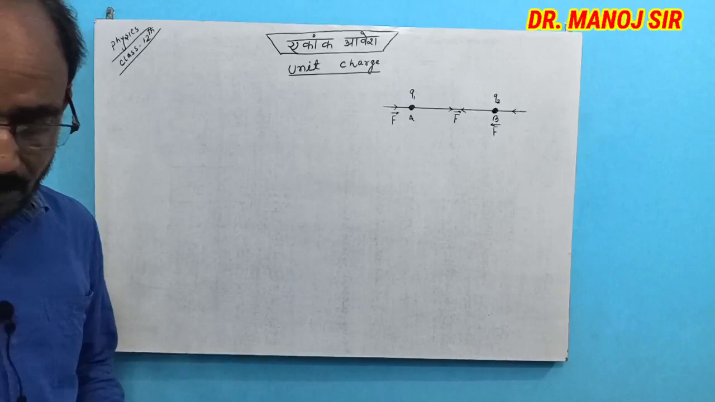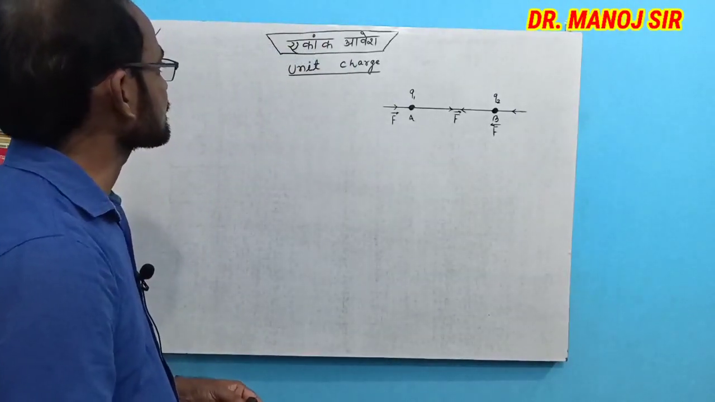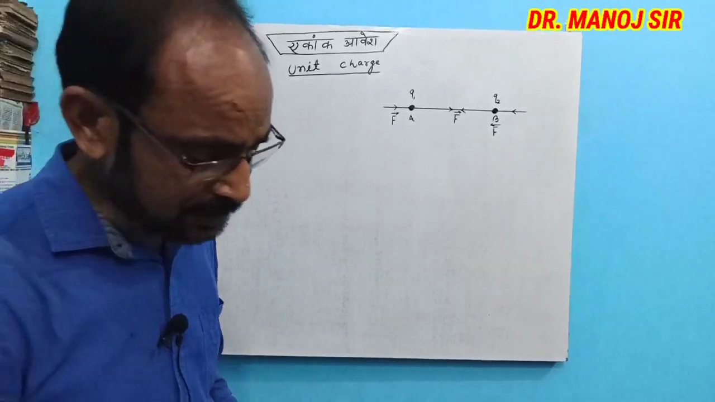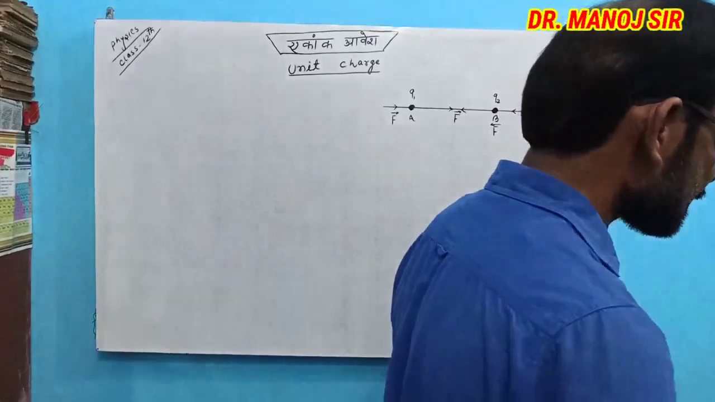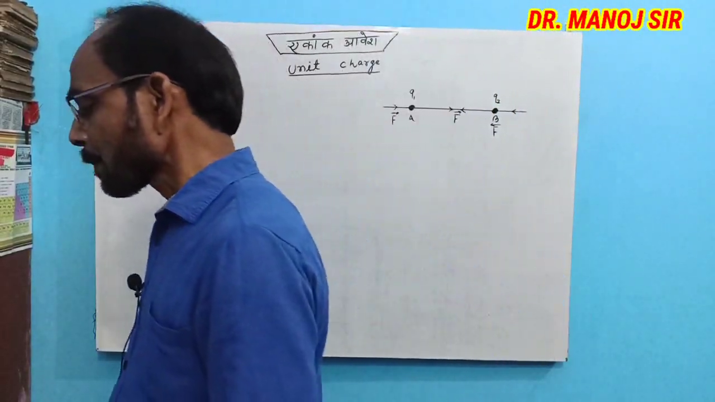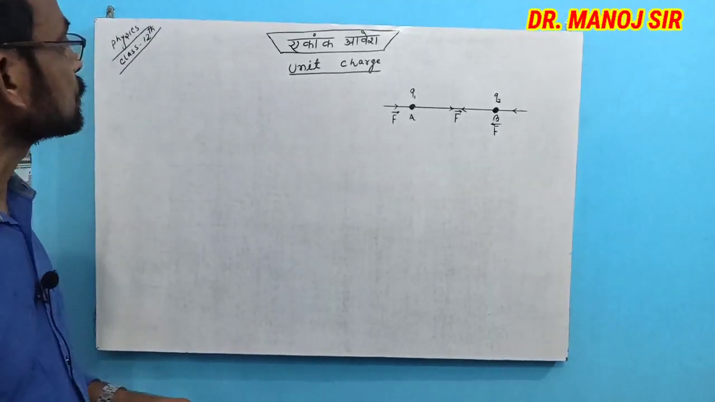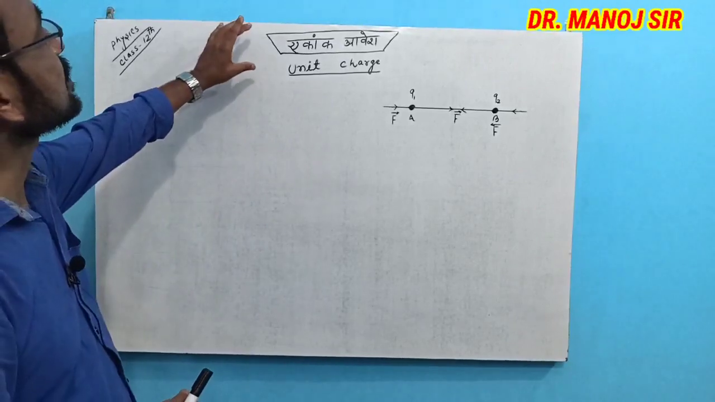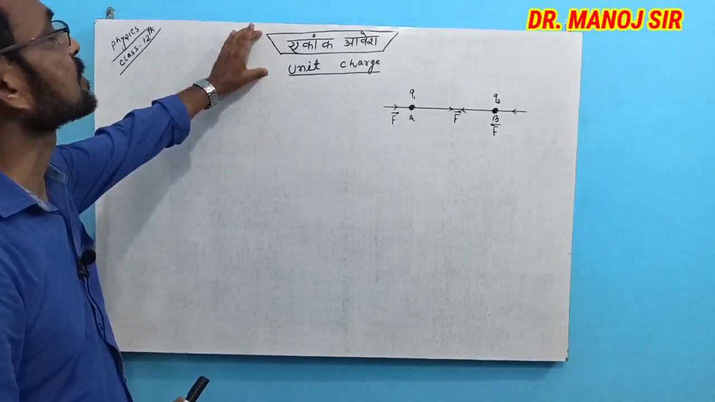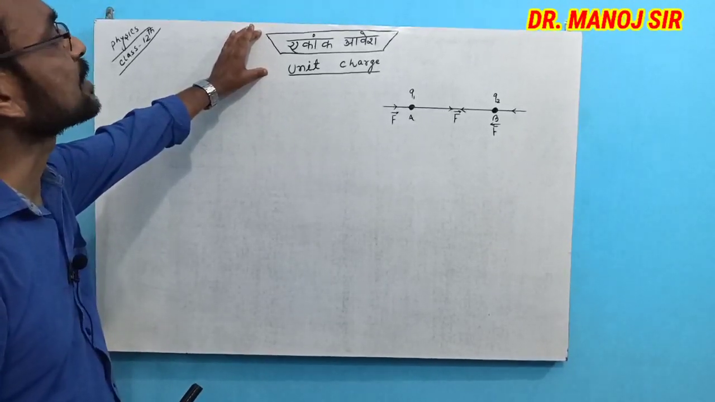Today the class of electrostatics, in which we study about electric charge, Coulomb's law. Now today I am going to discuss about unit charge, that is एकांक आवेश.